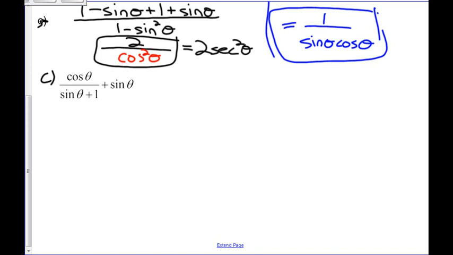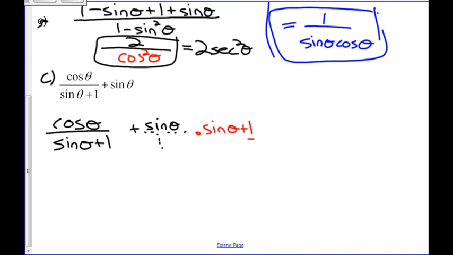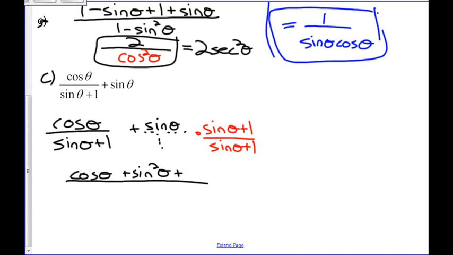Let's try this next one. We want to get a common denominator here, so we have cos theta over sine theta plus 1, plus sine theta. That's really over 1. To get a common denominator, we'll have to multiply by sine theta plus 1. Okay, let's see what that gives us. It'll give us cos theta plus sine squared theta plus sine theta, all over sine theta plus 1. And there's really not a whole lot we can do beyond that to that expression.